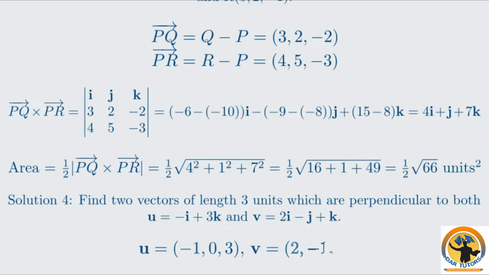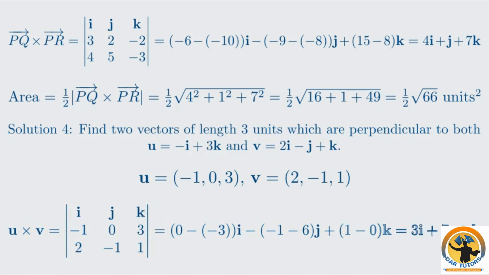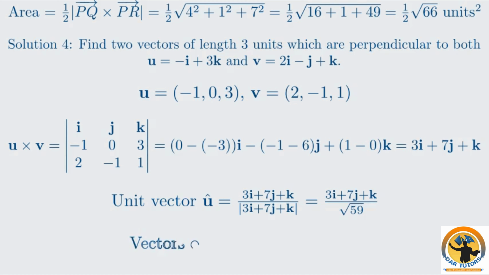For question 4, we first find a vector perpendicular to U and V by calculating their cross product, which is (3, 1, 1). We then find the unit vector in this direction. Finally, we multiply this unit vector by 3 to get two vectors of length 3, one in each direction.